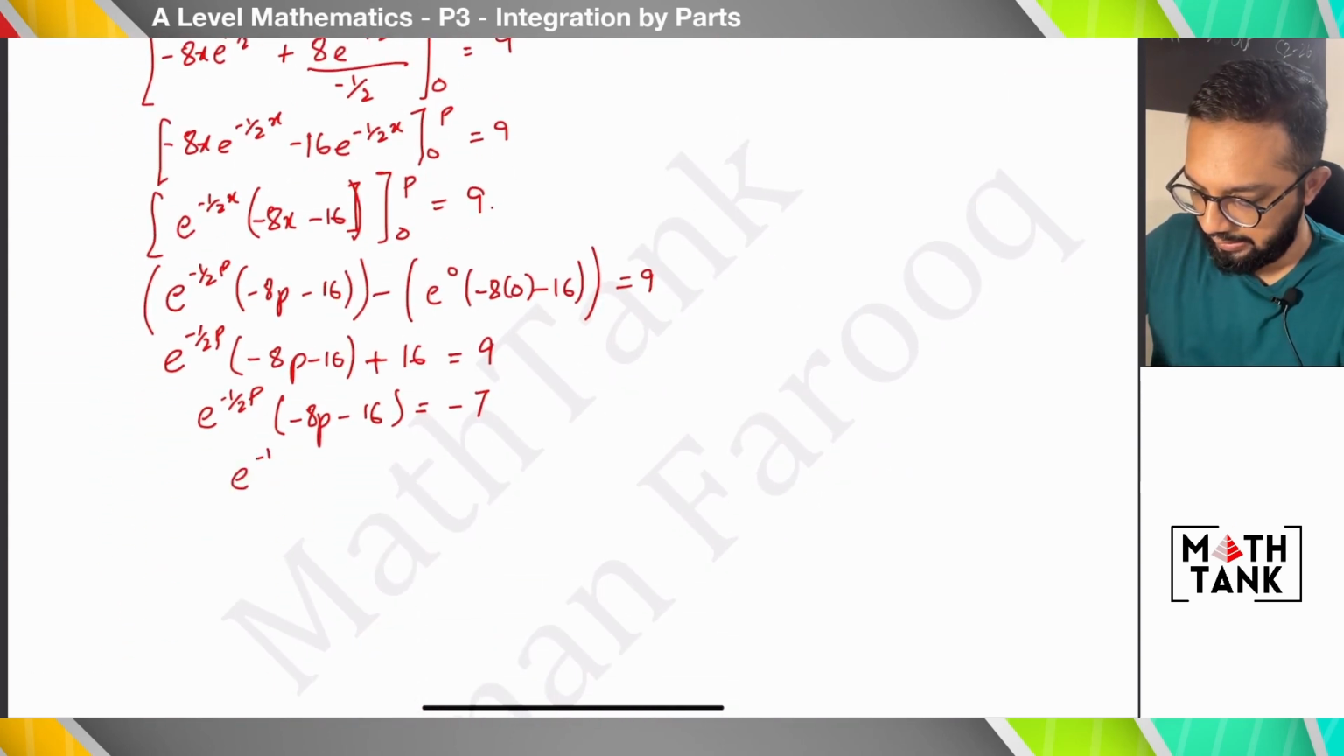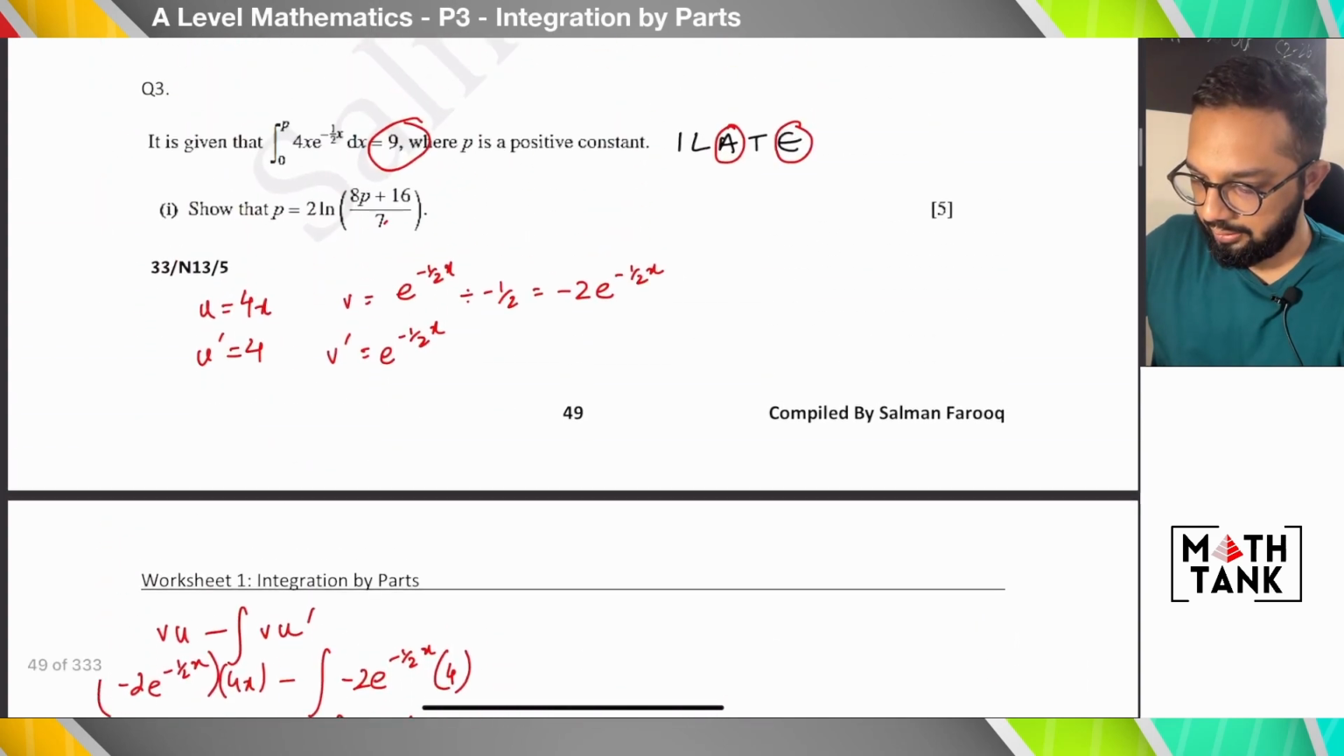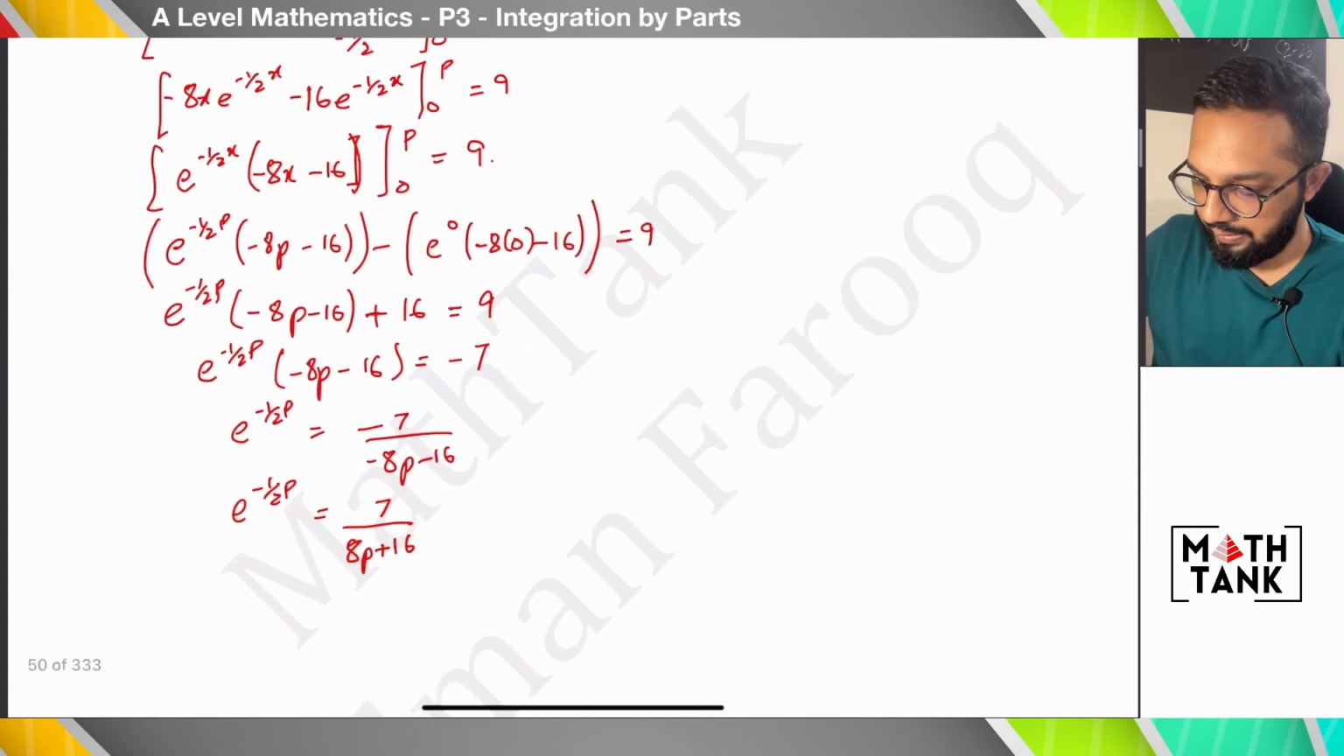So I can say that this is minus 7 over minus 8p minus 16. I see all negatives. I can factor out a negative and cancel it both in the numerator and in the denominator. And I don't need this fraction, I need the reciprocal of this. So that's what I'm going to do. I'm going to change this to a plus sign. The power becomes positive, and this becomes 8p plus 16 over 7.